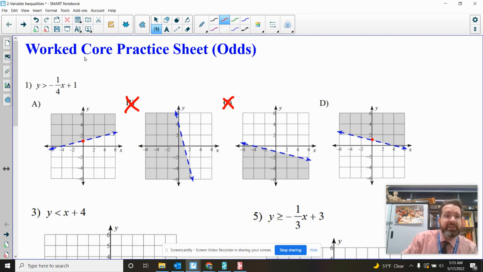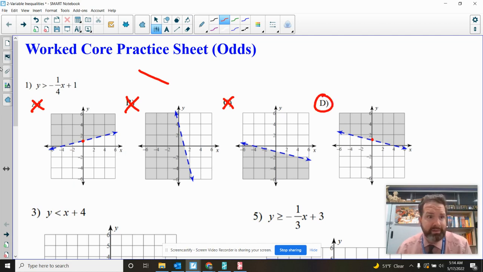And then next, let's check the slope. I notice the slope is negative. So my line should be going down as I go from left to right. A goes up. That's in line with a positive slope, so it's not going to be A. D, this is the one. You go down 1, right 4. You're back on the line. This is the one we're after.